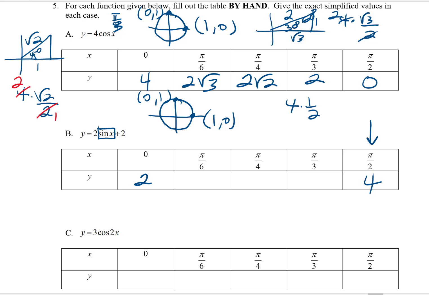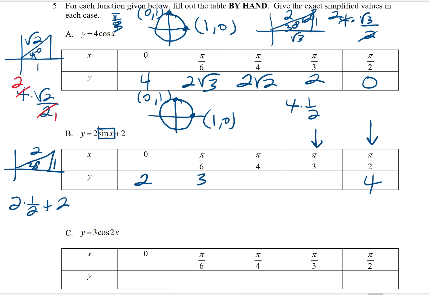How about pi over 6? That's 30 degrees. And so the sine ratio comes out to be 1/2. Now I'm taking the 1/2, I'm multiplying it by 2, and then I'm adding 2. 2 times 1/2 is 1, plus 2 would be 3.